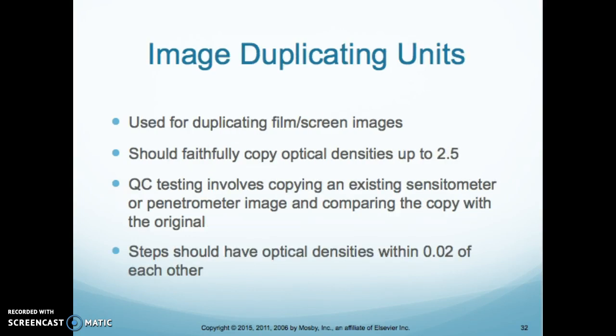So duplicating films, we used to have to make copies. So we go into the darkroom. It's a special unit that we'd use. I'll show you a picture of it here next. And it should faithfully copy your densities up to 2.5. It never was quite right, but it worked. QC tests involve copying an existing sensitometer strip and checking to make sure that it's within the values. Steps should have optical densities within 0.02 of each other.